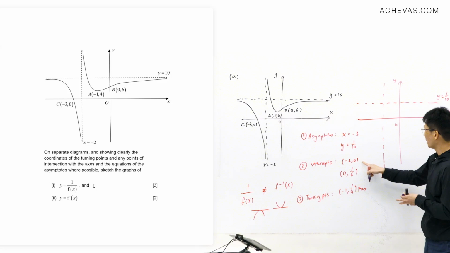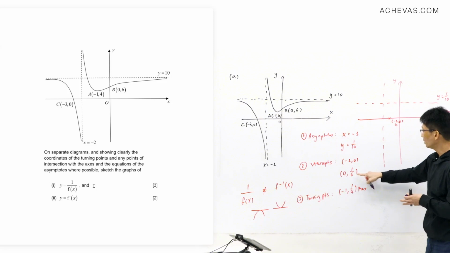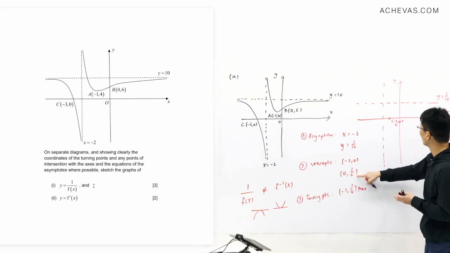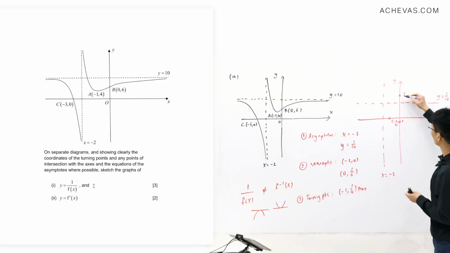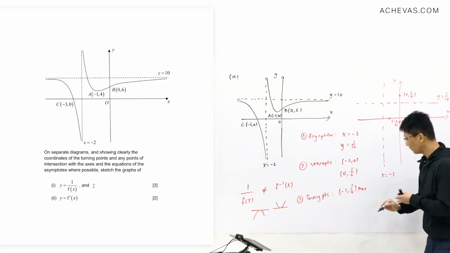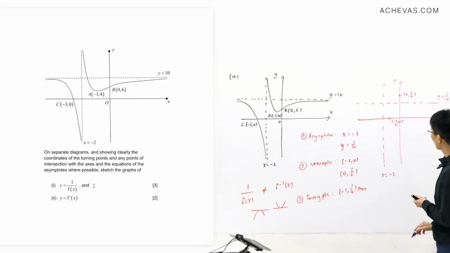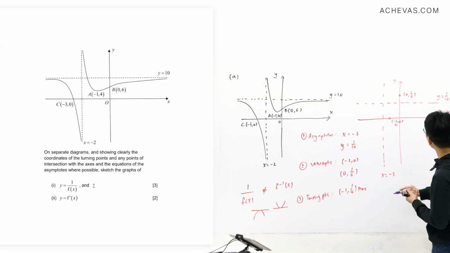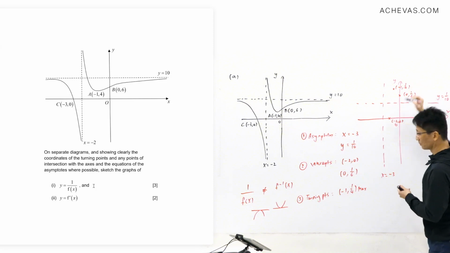So the x-intercept is at minus 2, 0, which is this point here. There will be one y-intercept at 0, 1 over 6. It will be somewhere here, which is larger than 1 over 10. So it's 0, 1 over 6. And we know we will have a turning point at minus 1, 1 quarter, which will probably be somewhere at this particular point here. So it's minus 1, 1 quarter.